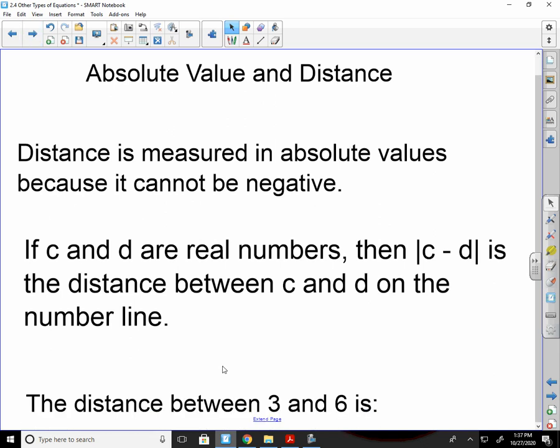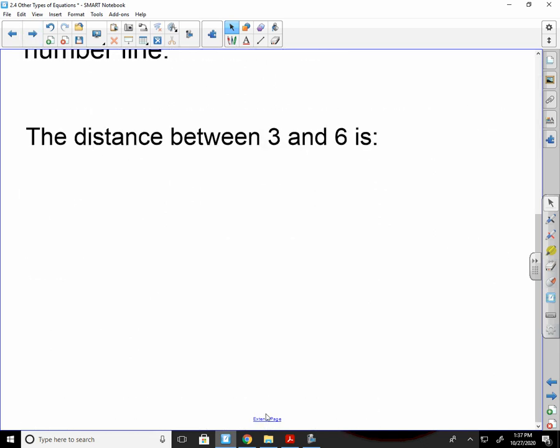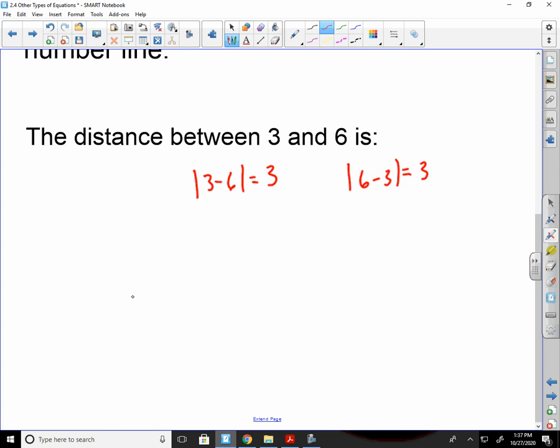So the distance between 3 and 6 is simply, if I do absolute value of 3 minus 6, that equals 3. Absolute value of 6 minus 3 equals 3. Doesn't matter which direction I go. It's still just my distance because it can't be negative. So the absolute value makes it positive, and it's going to stay positive.